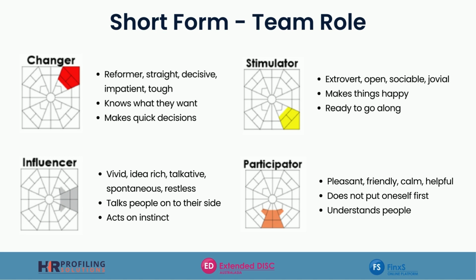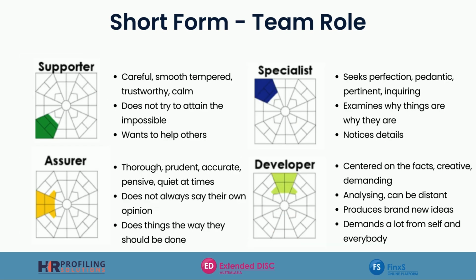You can see here that someone who is, I guess, plotted in that particular area in the map is going to be named as a changer. Now that's someone that typically is a reformer, they're straight, decisive, and patient enough at times, knows what they want, they make quick decisions. Let's pop over to the other page so you can see. Let's look at specialists, for example.